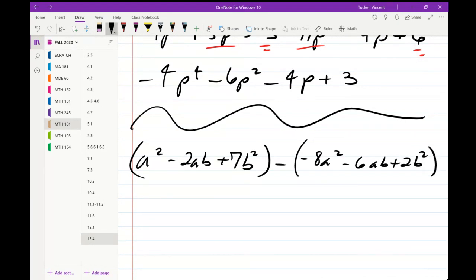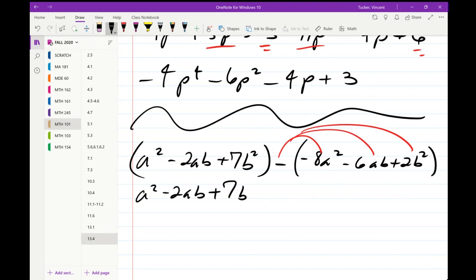So here, same scenario, we have a squared minus 2ab plus 7b squared minus negative 8a squared minus 6ab plus 2b squared. Once again, that minus sign needs to be distributed to each term that's in that parentheses. So that'll be a plus 8a squared plus 6ab minus 2b squared.